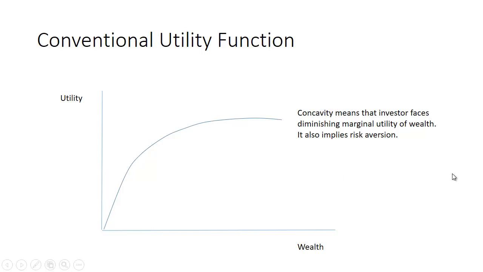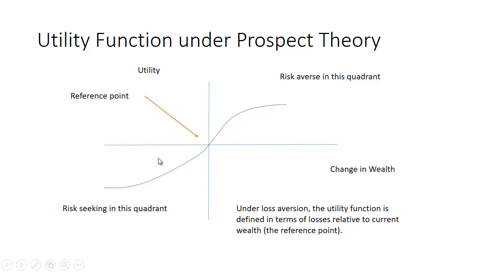Let's take a look at what prospect theory looks like. This is what the utility function essentially looks like under prospect theory. Down here, it's convex, which indicates risk-seeking behavior. Up here, it's concave, as the standard utility theory was, which indicates risk aversion. Under loss aversion, the utility function is defined in terms of losses relative to current wealth. So you have this reference point, right? If the outcome is bad, you're going to lose. So it depends on where you are. It doesn't depend on how much you have, right?